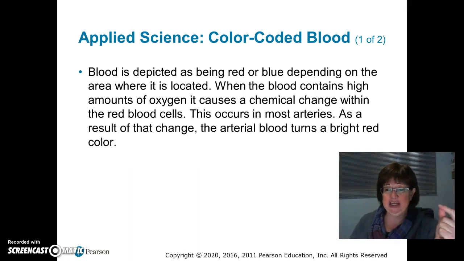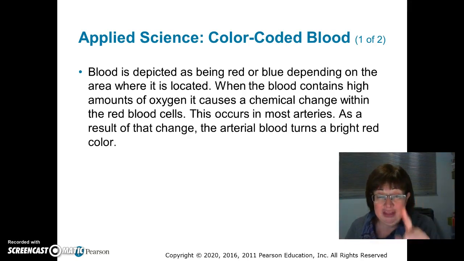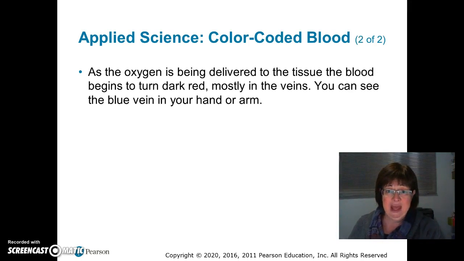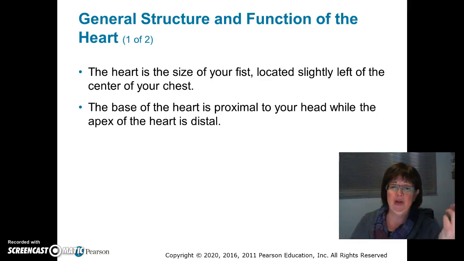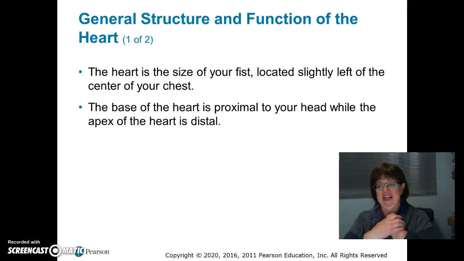Blood is usually depicted as being red or blue. When blood contains high amounts of oxygen, it causes a chemical change with the red blood cells, and it occurs in most arteries. As a result, arterial blood is bright red, with the exception of the pulmonary arteries. Then oxygen is being delivered to the tissues. It turns dark, mostly in the veins, and that dark red look turns to blue in your hands, and that's why if you look at your hands, the veins in your hands look bluish.